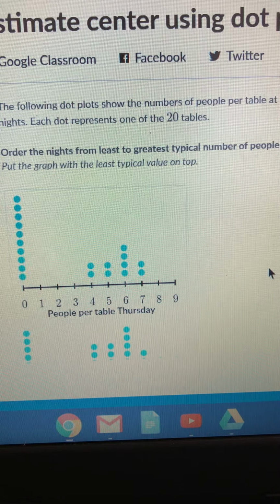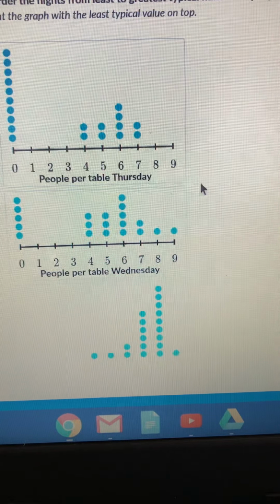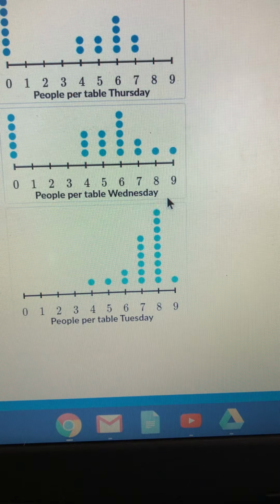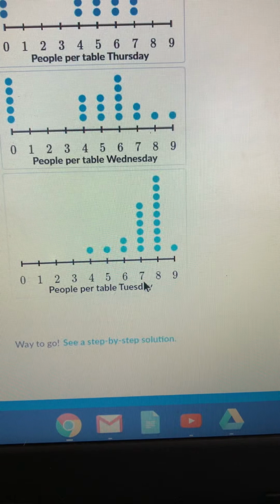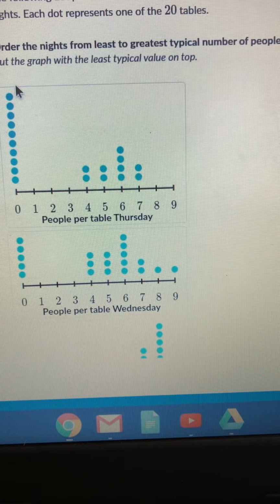So what we're really doing here is we're looking at how the numbers are laid out. It goes from 0 to 9 people per table on Thursday, 0 to 9 people per table on Wednesday, 0 to 9 people per table on Tuesday. We're looking for the most zeros because that would have the least number of people at that table. And we want the least on the top.